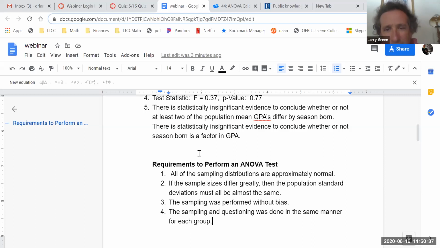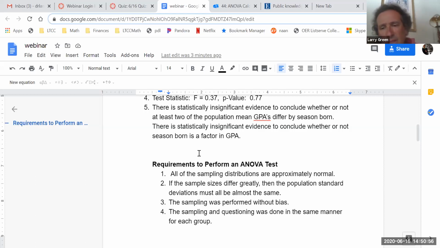So it's easy to do in this example we did, but there are a lot of examples where it's not easy to do, where you have to really work hard to make sure everyone is on the same page. Any questions on these requirements? Okay.